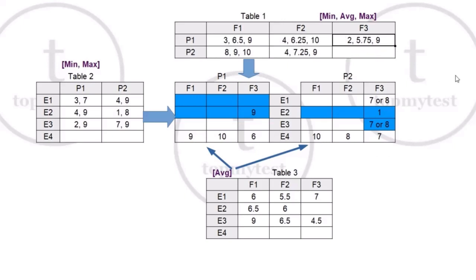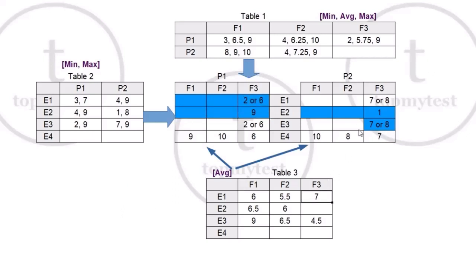Now let's look at F3 for product 1. Again, I know 2 of the observations. I know the minimum has to be 2. So one of the observations here has to be a 2. Right? The maximum is 9, which is already done. And the total would be 5.75 into 4, which is again 23. 9 plus 6 is 15. 15 plus 2 is 17. So the last value should be a 6. So it should be 2 or 6. And this should also be 2 or 6.